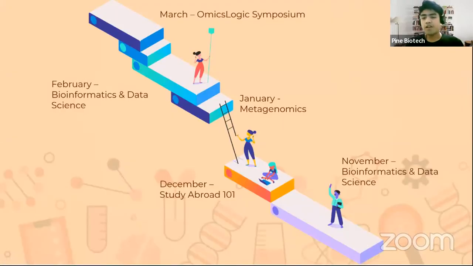As a part of Sci-Omics, we organize these sort of guest speaker webinars every month, twice every month. In the month of November, we had a session on bioinformatics and data science. In December, we focused on study abroad strategies and tactics, how to get a scholarship for studying abroad and things like that. In January, we are covering metagenomics. And very soon, in the month of February, we will be having dedicated webinars in the domain of bioinformatics and data science.